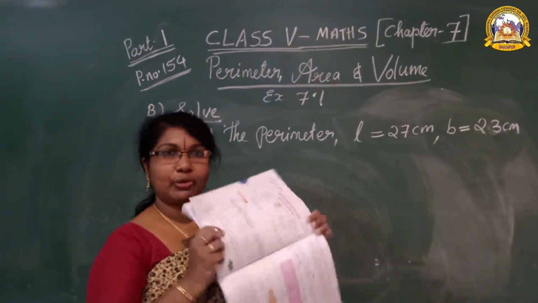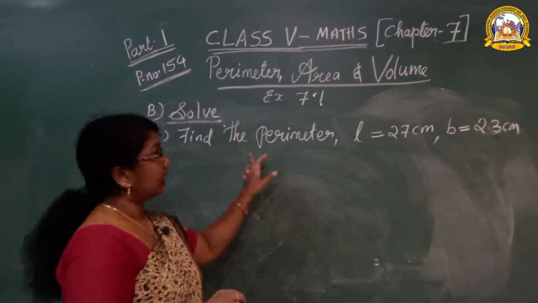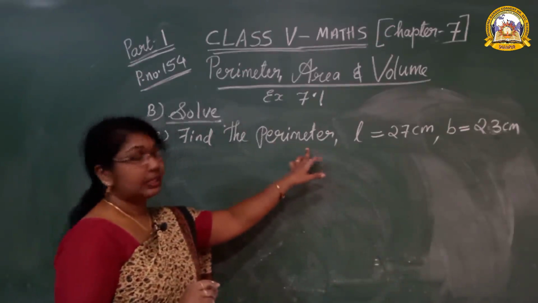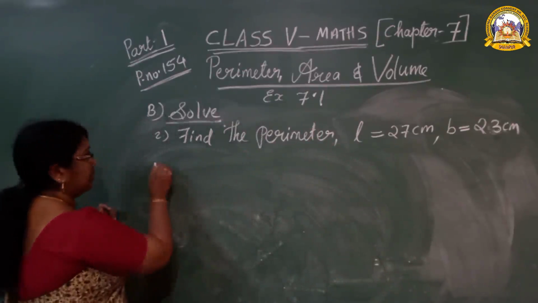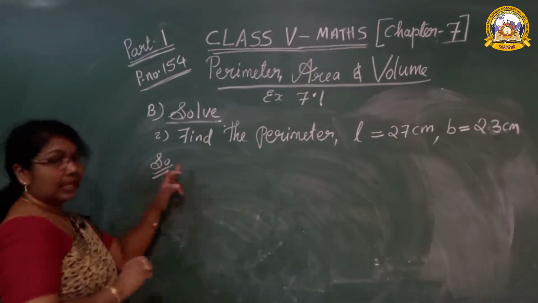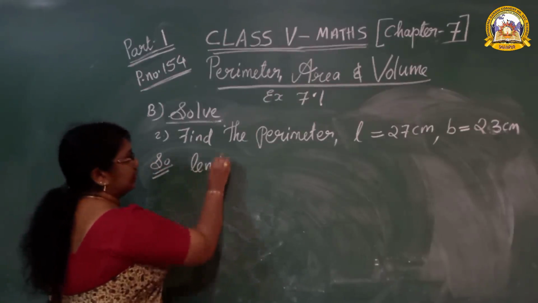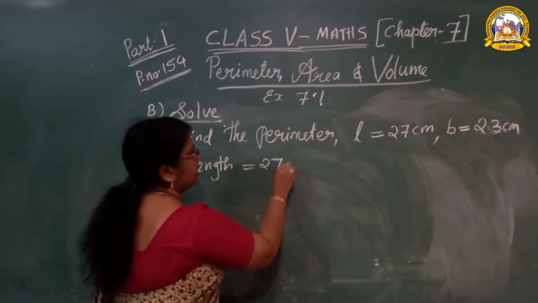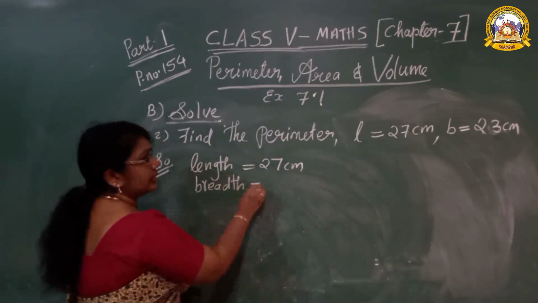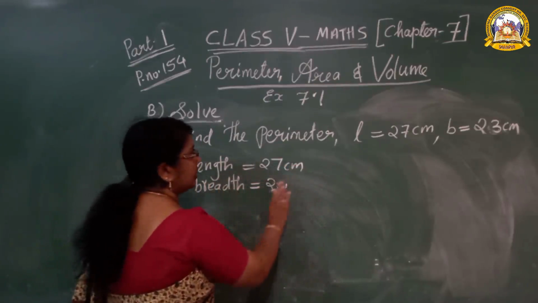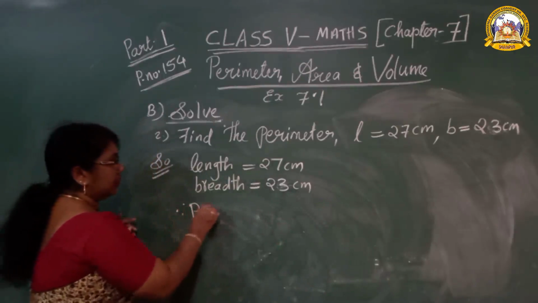Here, what is the shape? It is a rectangle shape. So in our question, it is one rectangular page. Its length is given, breadth is given. What do we have to find out? Perimeter. So can you say the steps? Length is equal to 27 centimeter. Second step, breadth is equal to 23 centimeter. Then what do you have to find out? Therefore, perimeter.